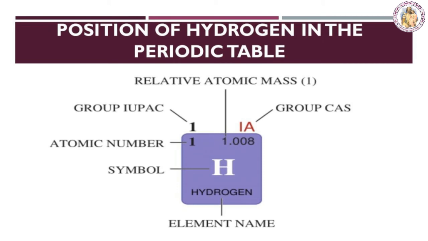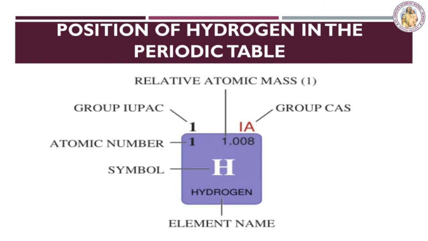Now let's see the position of hydrogen in the periodic table. Hydrogen is the lightest, smallest and first element of the periodic table. Its electronic configuration is 1s1, the simplest of all the elements. It occupies a unique position in the periodic table.